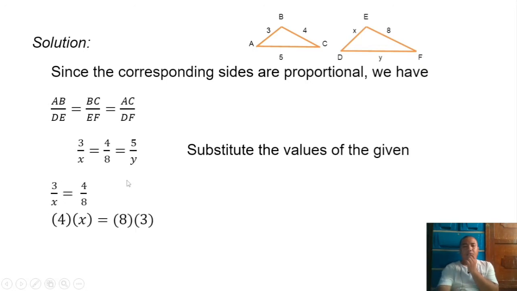3 over x equals 4 over 8. Cross multiply: 4x equals 24. 24 divided by 4 is 6. Therefore, x is equal to 6, or the segment D is equal to 6.